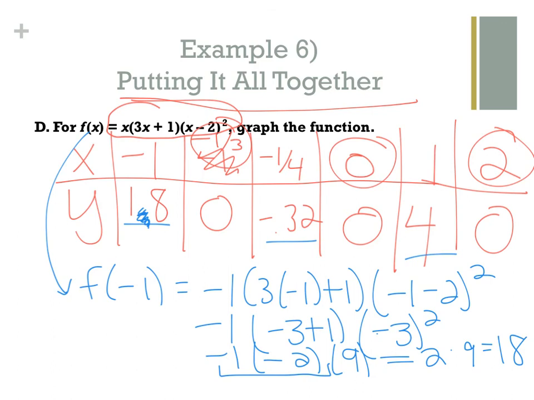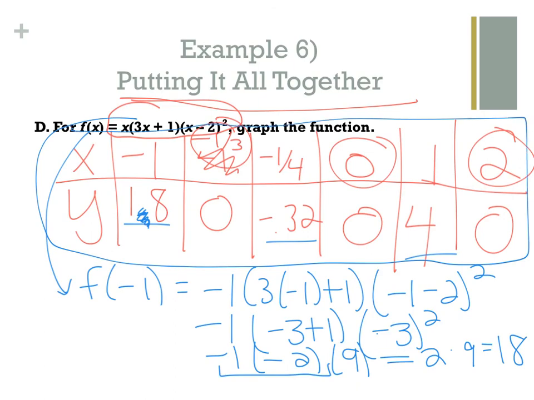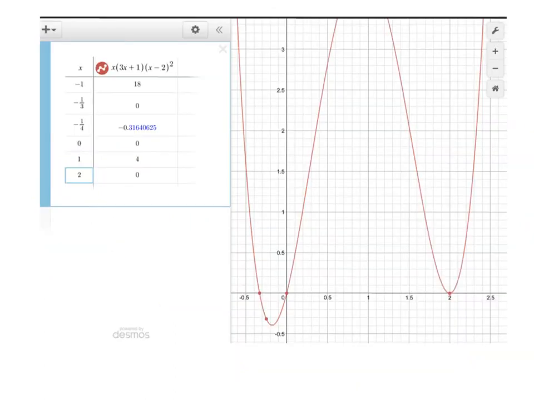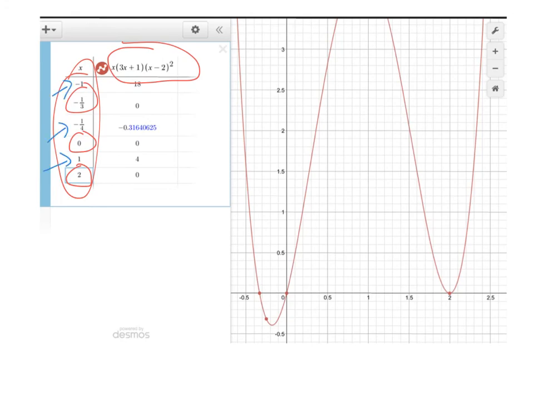Now what I need to do is go ahead and plot these points on a coordinate plane, and I have the graph of my function. So here is a screenshot of what I put in Desmos. I first typed in the equation, and then I hit the table and completed my table with the x values that we had chosen, which are our zeros 2, 0, and -1/3. And then I also included our additional points here at -1, -1/4, and +1.